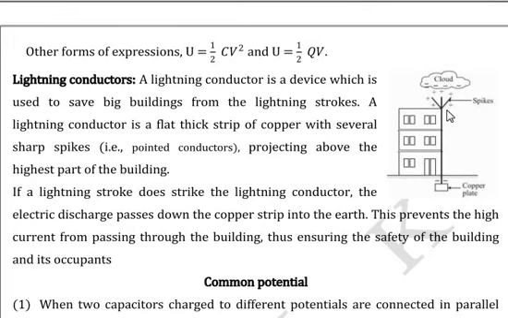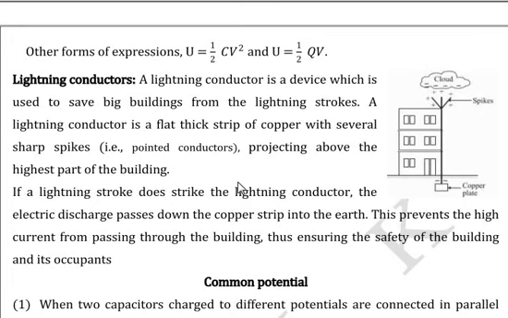You know that sharp edges always attract charges. Charges accumulate at sharp edges of a conductor. So the charges would get attracted towards the sharp edges of this conductor, and then they will flow to earth through this conductor. So a lightning conductor is a device which is used to save tall buildings from lightning strokes. A lightning conductor is a flat, thick strip of copper with several sharp spikes, that is pointed conductors, projecting above the highest part of the building.